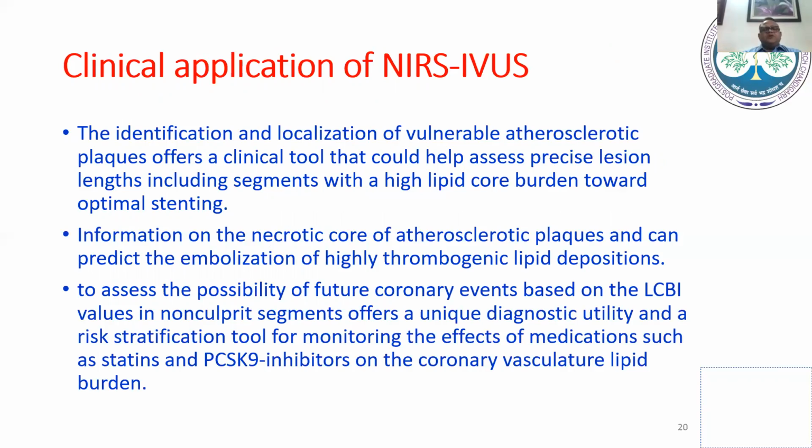Regarding the clinical application of near-infrared spectroscopy with IVUS, it helps to identify and localize the vulnerable atherosclerotic plaque. It is a clinical tool and could help in precise lesion length, including segments with a lipid-rich core burden, towards optimal stenting. As I initially mentioned, less than 50% plaque burden should be there, but in case of high lipid content, or a vulnerable plaque at the edge of the lesion, it should be well covered with the stent. It could provide information about the necrotic core of the atherosclerotic plaque, which cannot be assessed with IVUS or OCT, and can predict distal embolization, resulting in slow or no flow phenomena, or can result in peri-procedural myocardial infarction, which in turn is going to cause a high clinical event rate at follow-up.